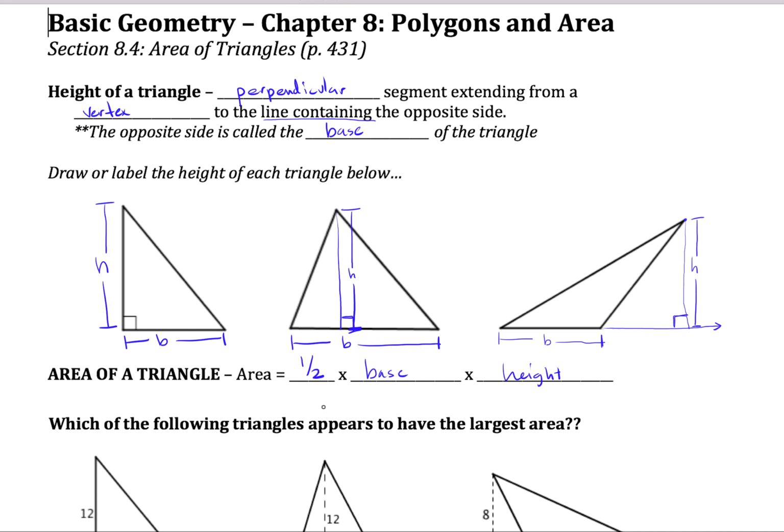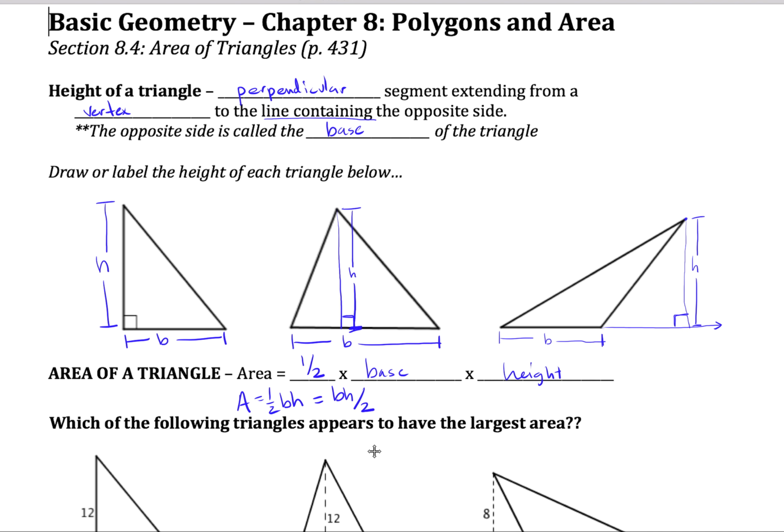Or the way you'll usually see this written is A equals 1/2 BH, where B is base and H is height, obviously. You could, if you wanted to, write it as base times height divided by 2, because multiplying by 1/2 is the same as dividing by 2. Either way you like it, that's the formula for the area of a triangle. 1/2 base times height, or base times height divided by 2.